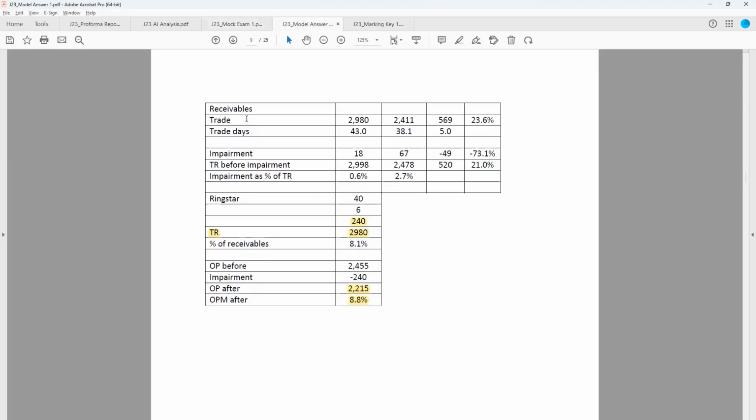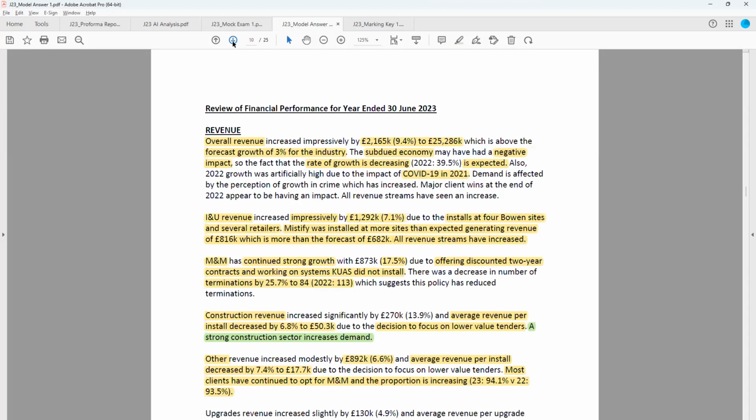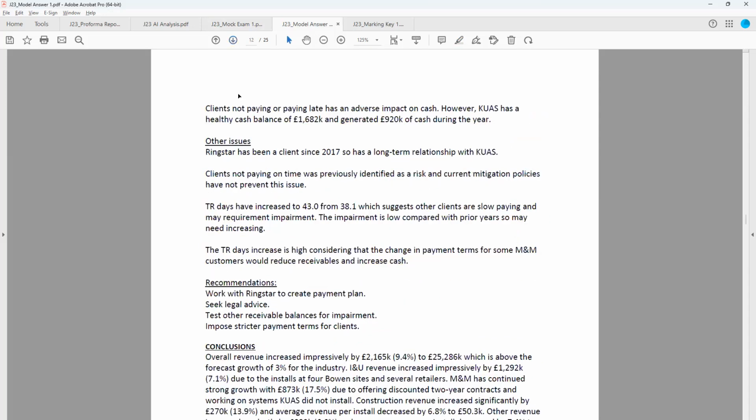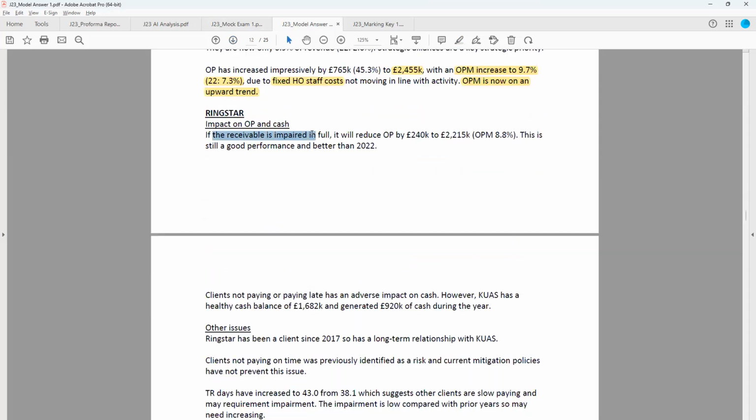I mean, cash, there's not going to be a cash outflow because the receivable wasn't being paid. But of course, cash receipts in the future are going to be lower because they're not going to be paid this receivable, which of course they were expecting to receive. So you could just start off with some of the basics. First of all, if the receivable is impaired, it will reduce operating profit by 240K to this.